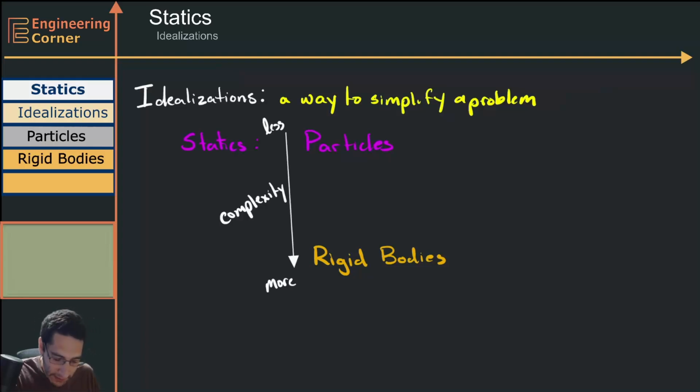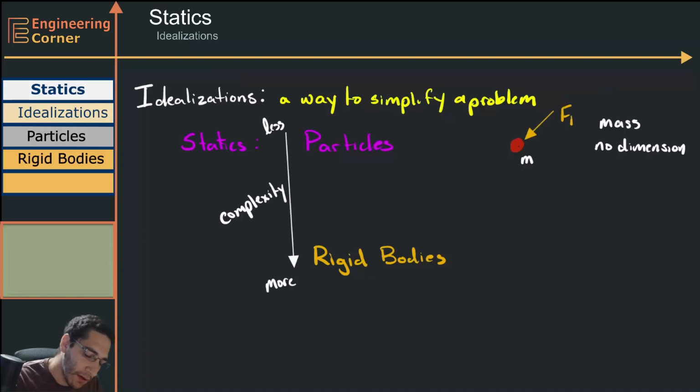A particle is assumed to be this point right here, and the particle is going to have a mass, but it has no dimensions. So we have a mass, but we have no dimensions. And we can apply forces to this. So I can have some force F1, I can have another force F2, and they're applied right at that point. I can have as many forces as I want. I could have F3, F4, whatever.